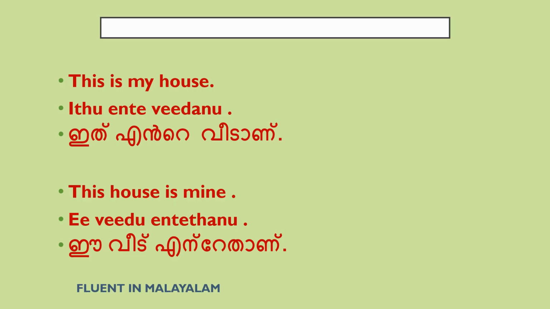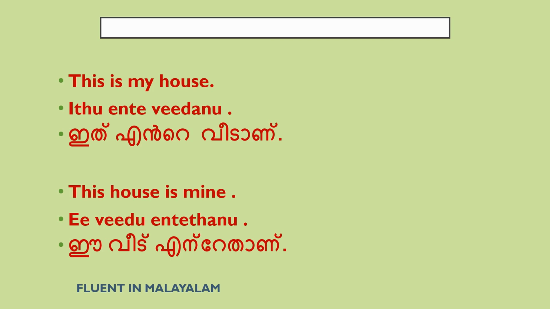Let us see the first example. This is my house. This is my house is ഇത് എൻ്റെ വീടാണ്. ഇത് എൻ്റെ വീടാണ്.